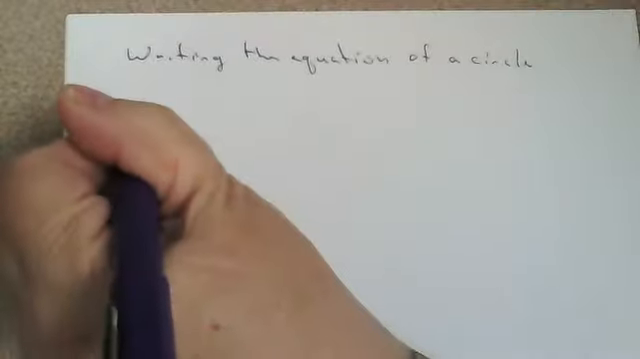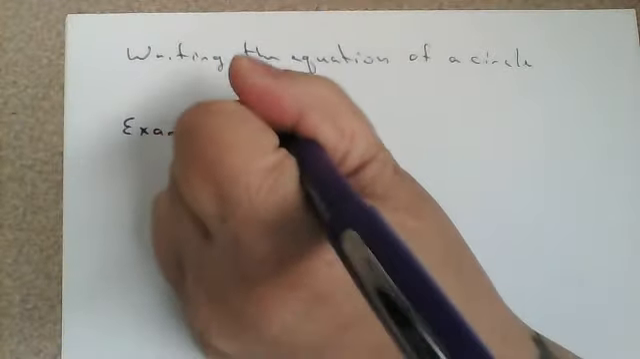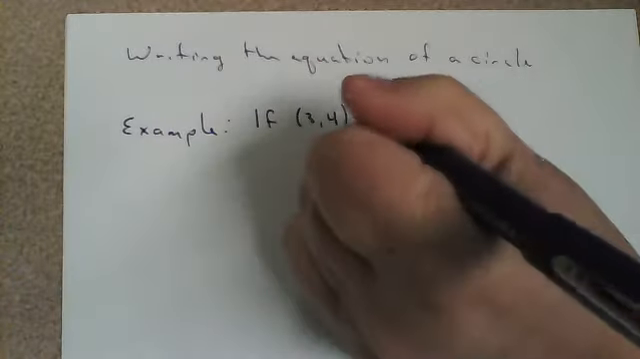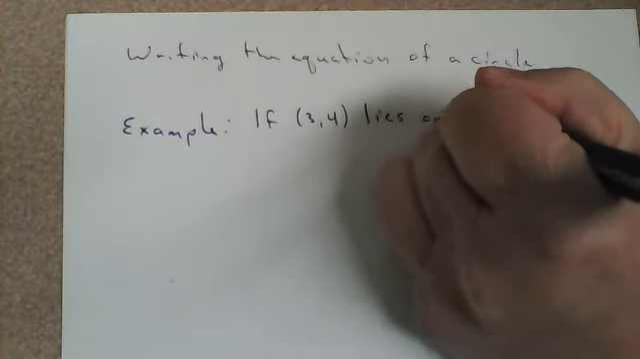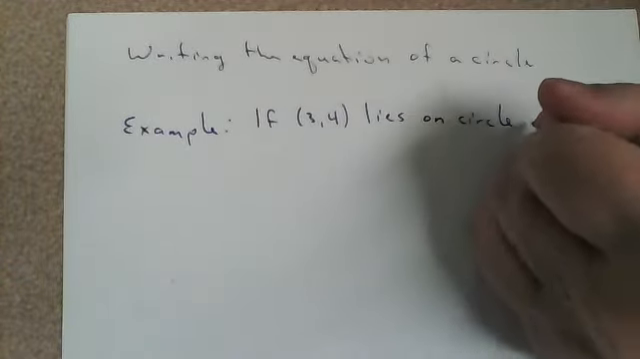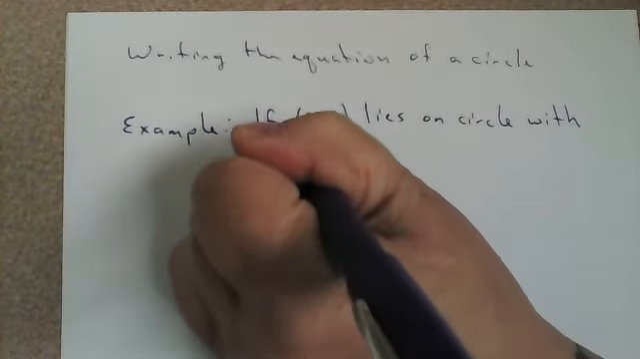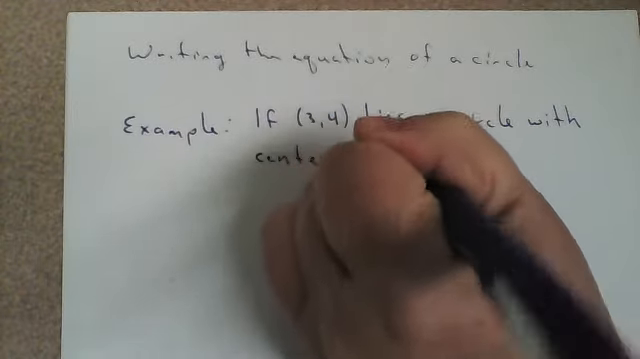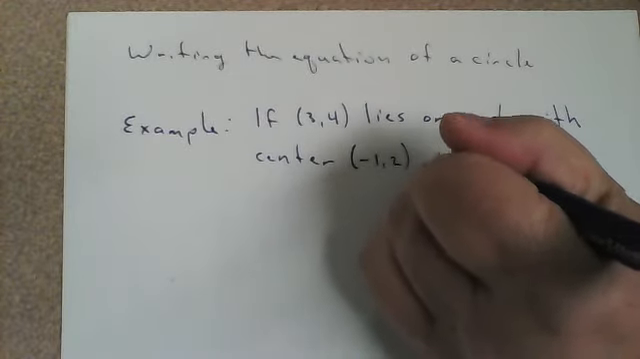So our example is going to be: if a point 3, 4 lies on a circle with a center of negative 1, 2, write the standard form of the equation of that circle.